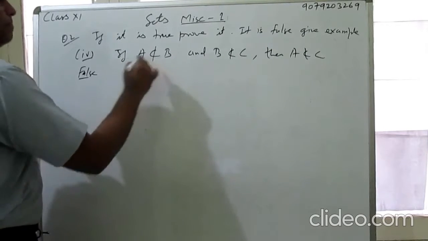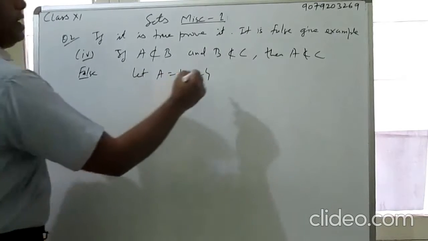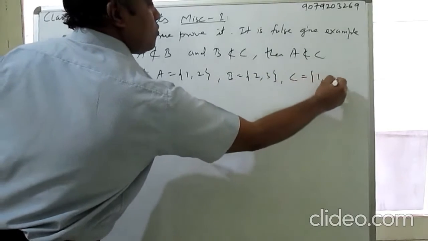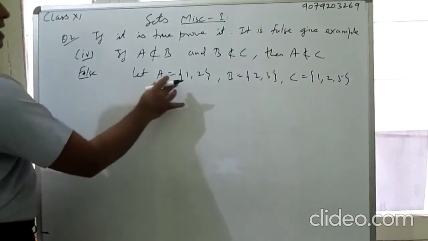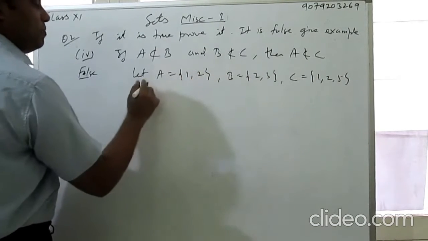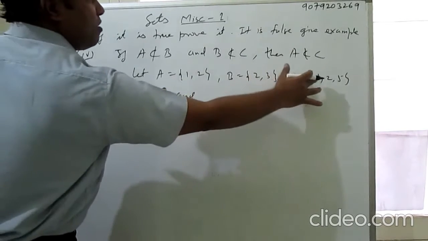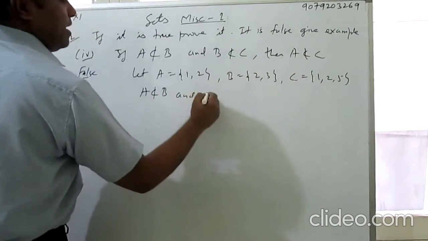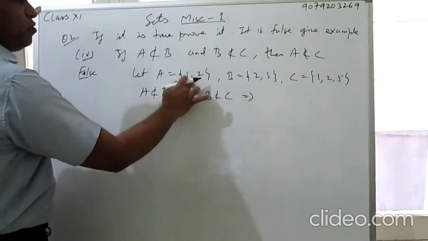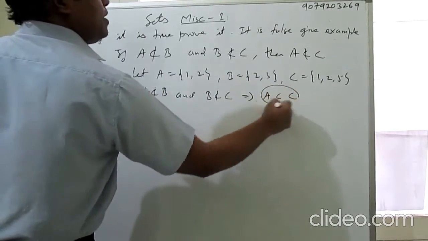Prove it with example. See here, let A is equal to set 1, 2, B is equal to set 2, 3, and C I will take 1, 2, 5. Now see here, A is not a subset of B. By seeing this, we can say that all elements of A are not in this, so A is not a subset of B. And here also B is not a subset of C, because 3 is not in the C. But you can say that A 1, 2, now we prove it, A is a subset of C. So this was the statement.